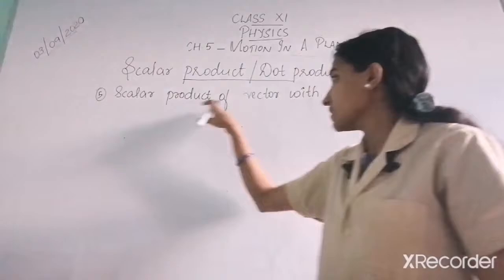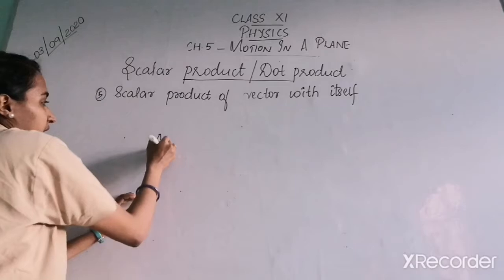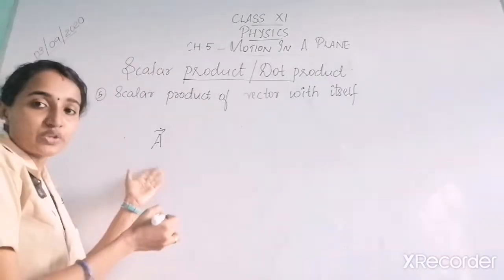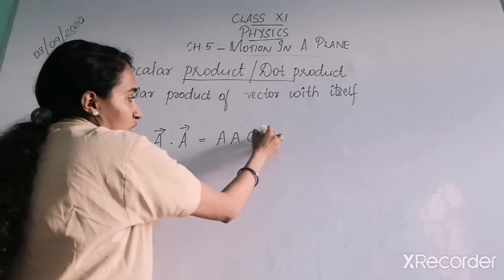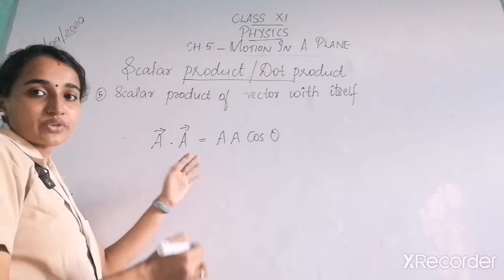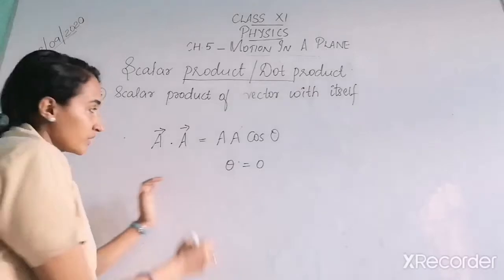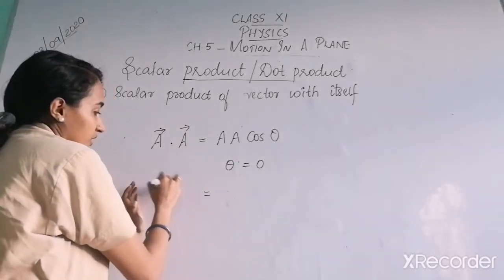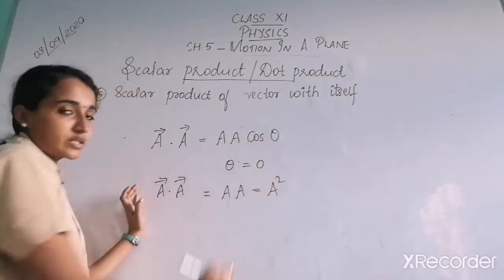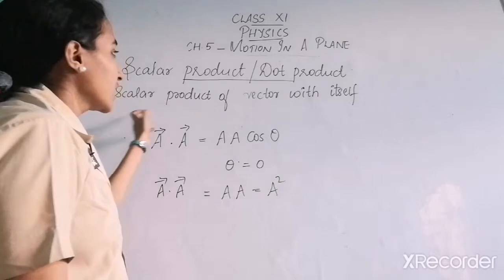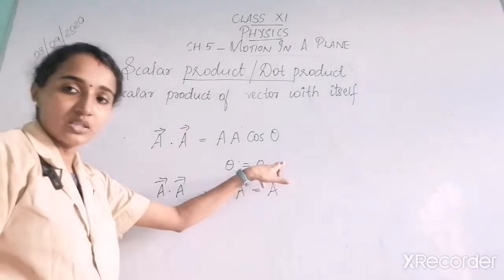Now let us see what will be the scalar product of a vector with itself. If A is a vector, the scalar product with itself means A dot A. Expansion will be A A cos theta. With itself, it will not be having any angle between them, so theta will be equal to 0 again. So you will get A dot A equal to A into A, which is A square, which means that the scalar product of a vector with itself will be the square of its magnitude.